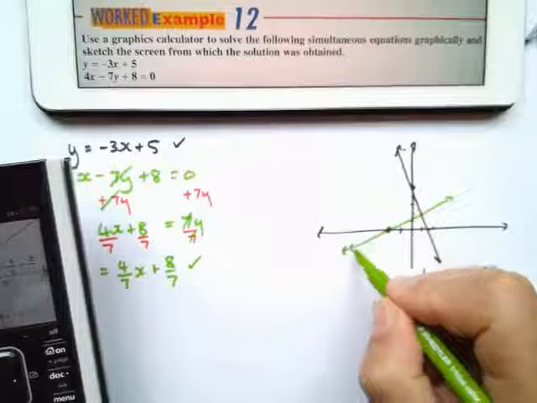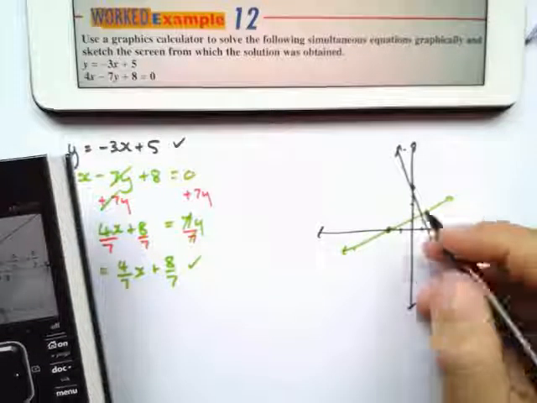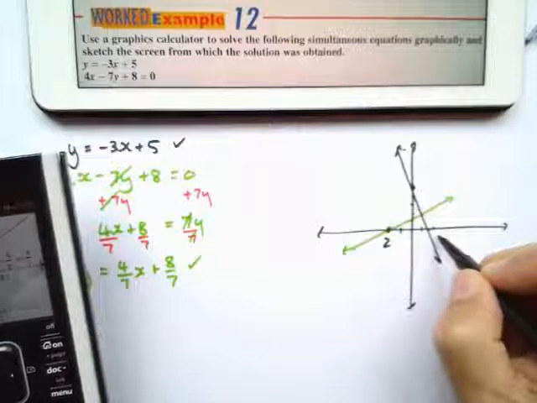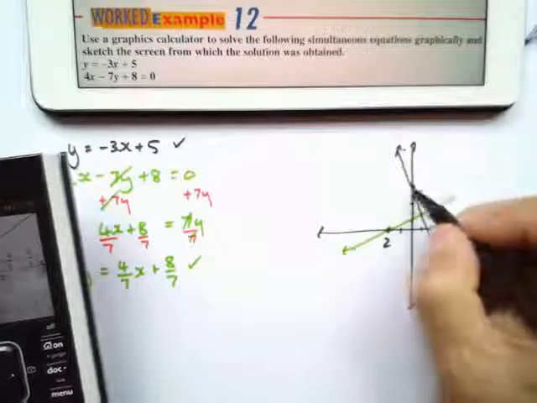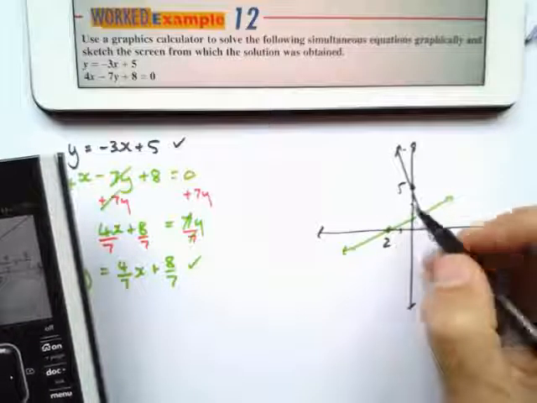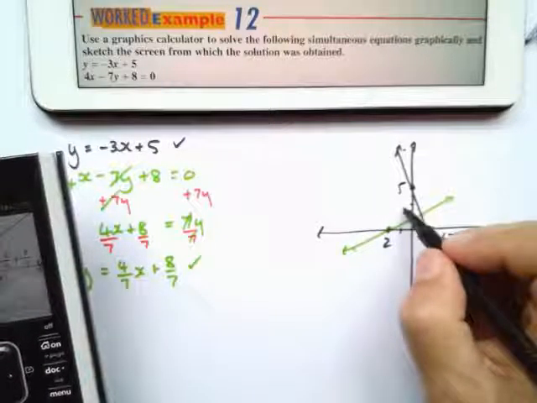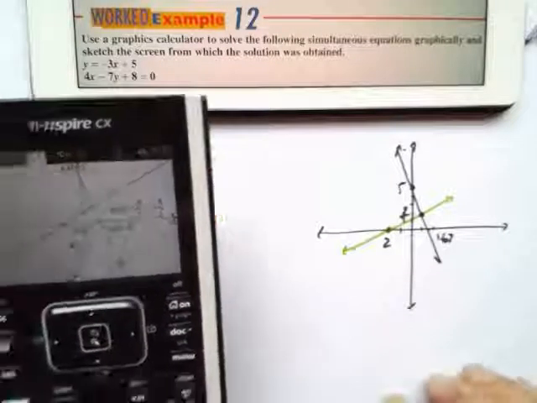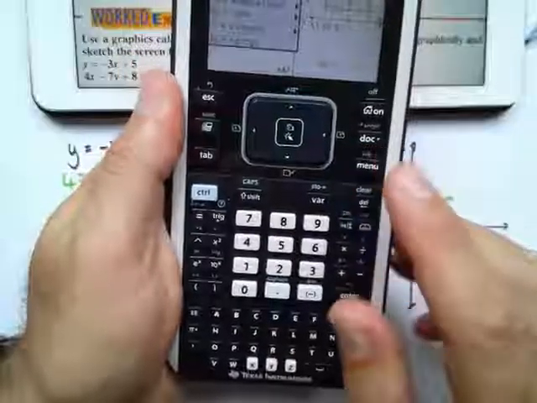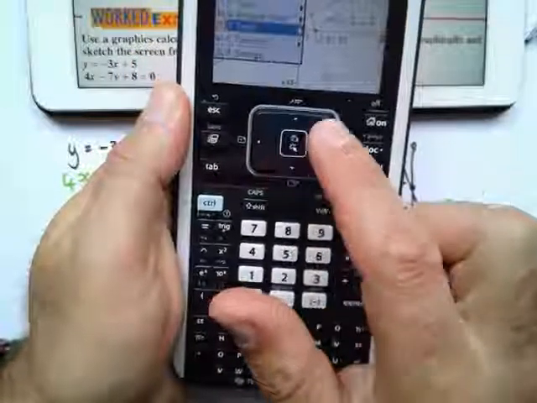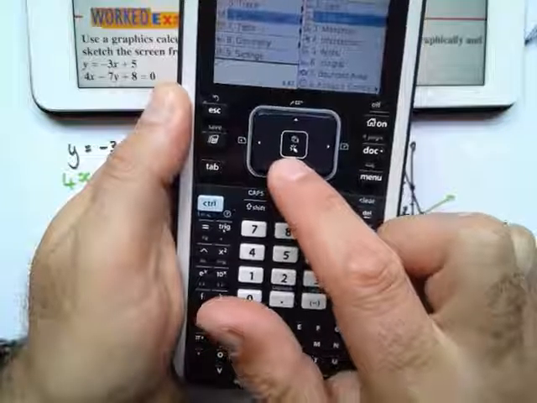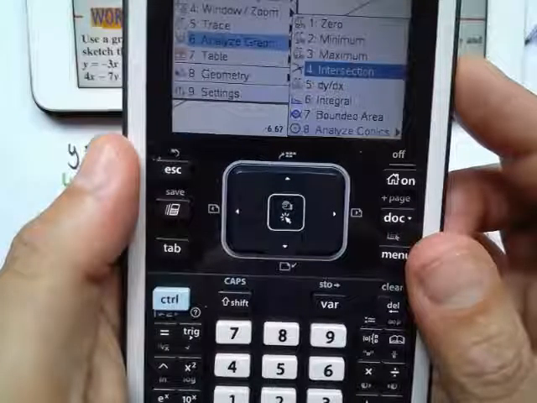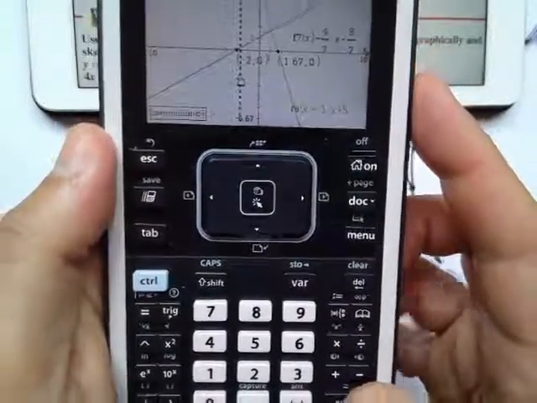So there it is. You have to draw that. You have to put in the intercepts. This is -2. This is 1.67. That is 5. And this point here is 8/7. Now we need to find the intersection. To do that, I'm going to go menu, I'm going to say analyze graph, and I'm going to go to intersection. Click on intersection.